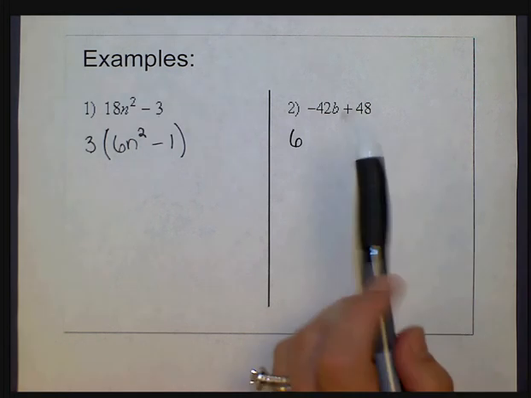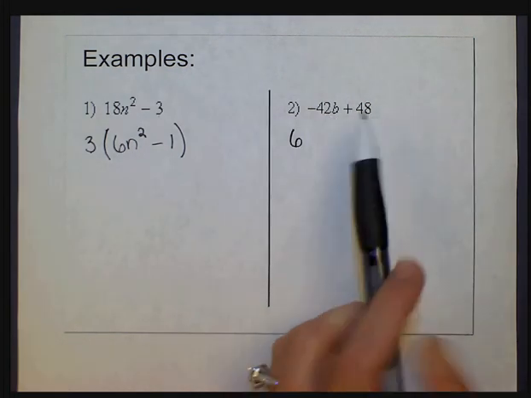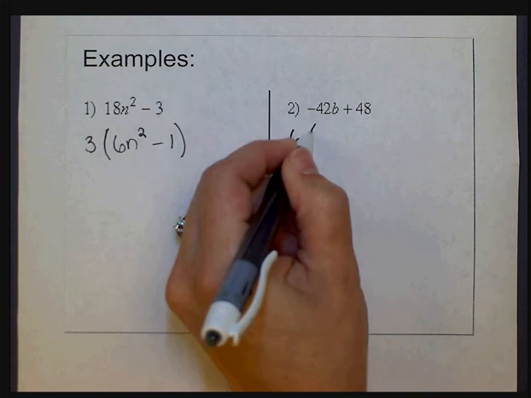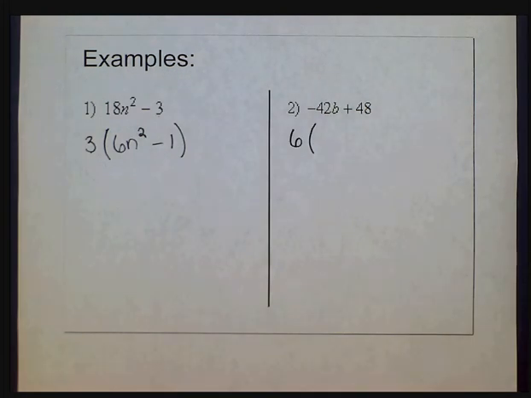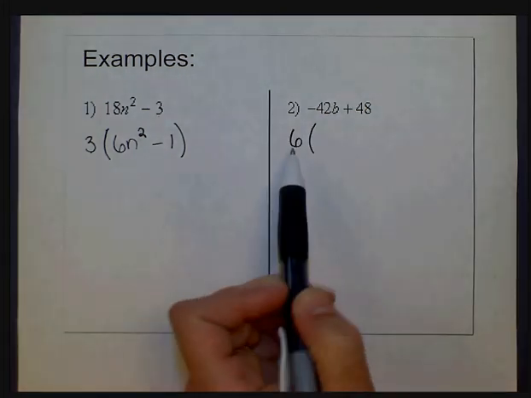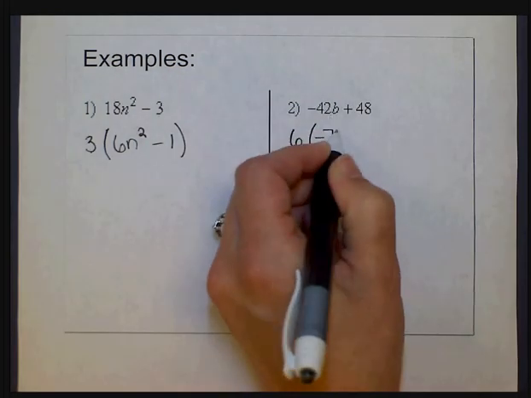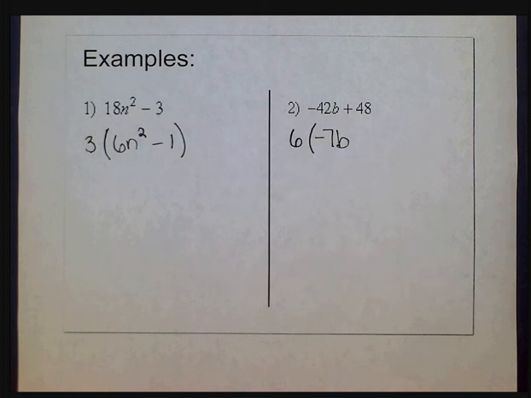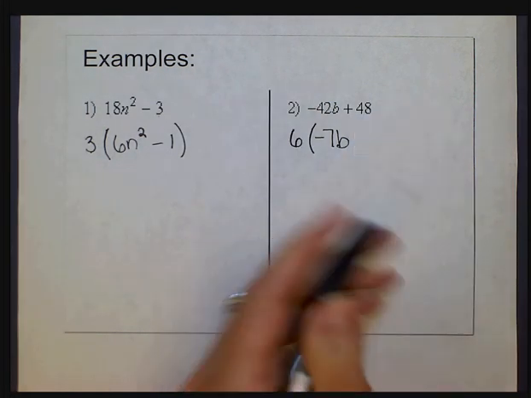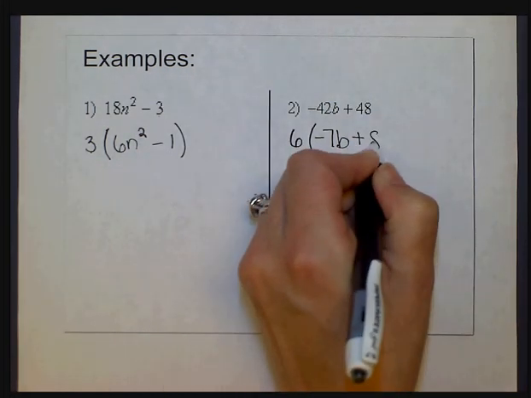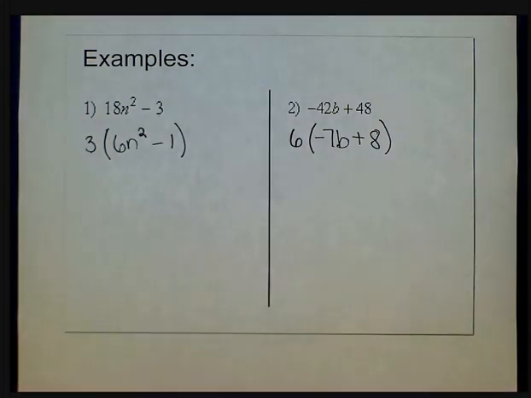Now I look at the variables. This one has a b, this one does not, so they have no variables in common. So I'm ready to find out what's left inside. So first I say what times 6 will give me negative 42, and that's negative 7. And I need to bring down my variable b. And then what times 6 will give me 48? It's a positive 8. So you're left with negative 7b plus 8 inside the parentheses.